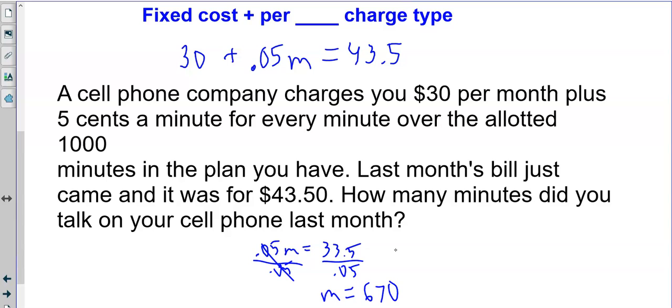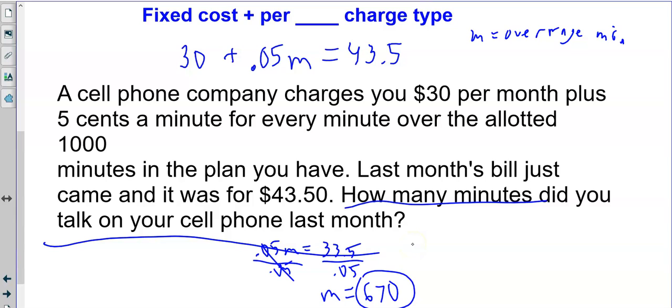And so we never really established what m is. So m, every minute you go over 1,000, is your minutes over, your overage. So I'm going to call m your overage minutes, I guess. Overage, I'm not sure how to spell that. Minutes. So we went over 670. So how many minutes did we actually talk on our cell phone? To answer the question that was asked, you actually have to take the 1,000 minutes plus the overage, so 1,670.